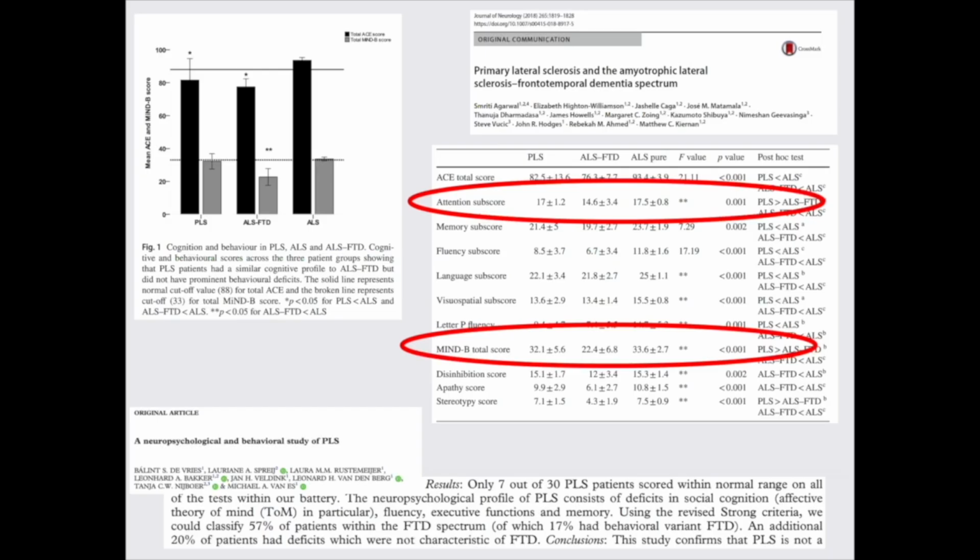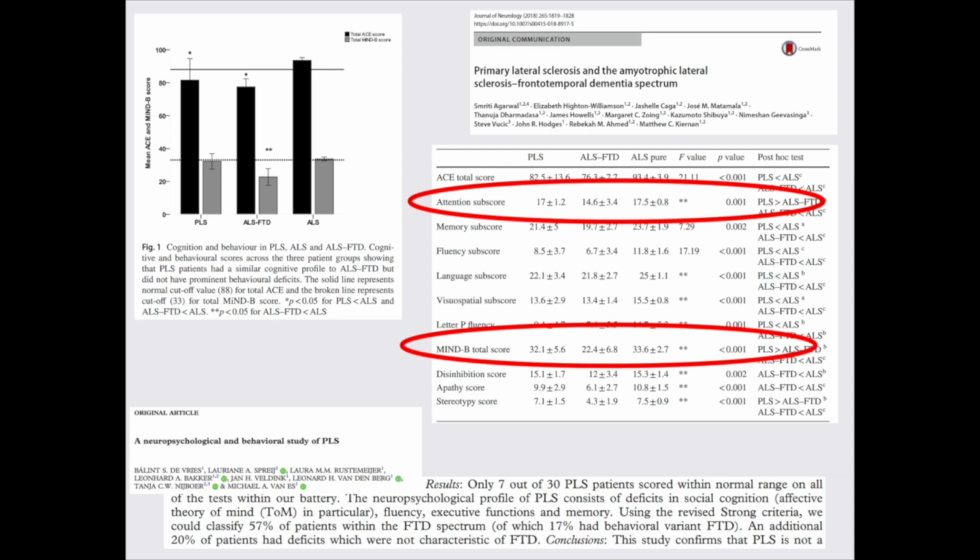So we've also looked, and I suppose a lot of these series are quite small, but this is a series that we looked at of 21 PLS patients with John Hodges and Ineda Miyoshi. And what we find here on the left is that if you use the Addenbrooke's Cognitive Examination, there's reduction in PLS patients similar to ALS-FTD. And then similarly, we used the MIND-B, which is a behavioral battery test that Ineda Miyoshi developed. And we found that the behavioural abnormalities weren't as prominent in PLS patients as compared to ALS-FTD.